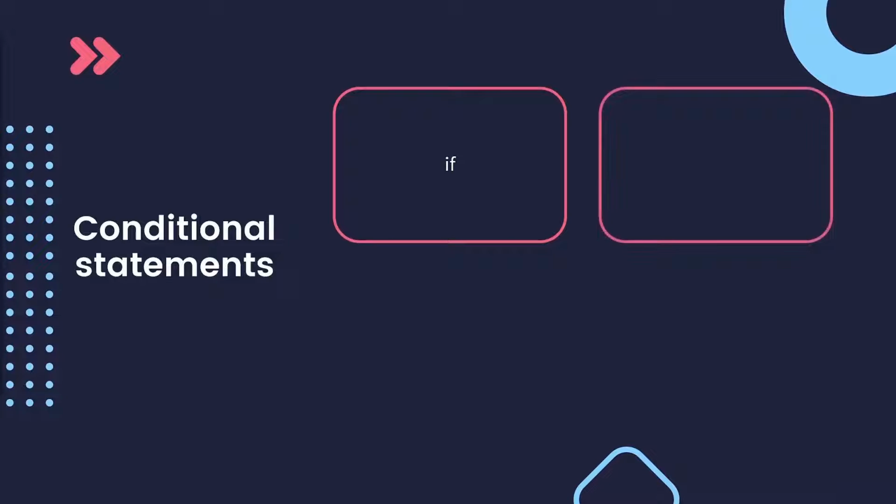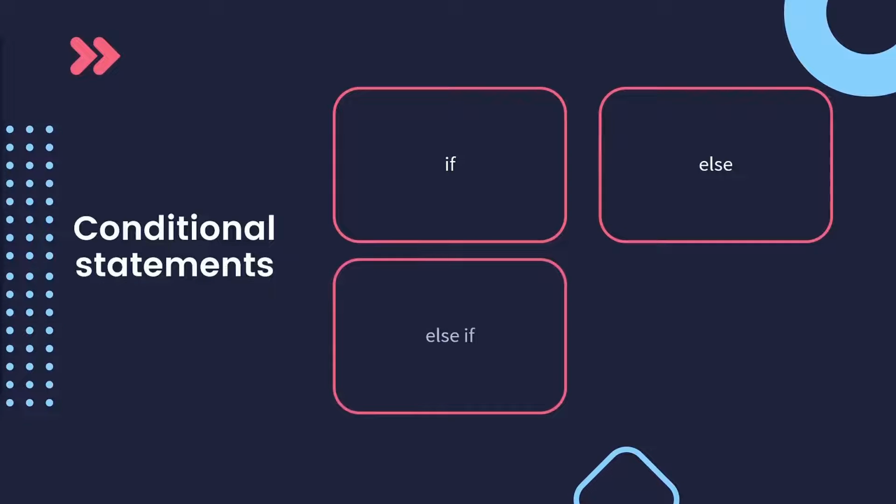Now, here are the key conditional statements that we tend to use in JavaScript. First of all, we have the if statement, which is used to specify a block of code to be executed only if the condition is true. Next up, we have the else statement, which is used to execute a block of code if the if statement is not true and results in false.